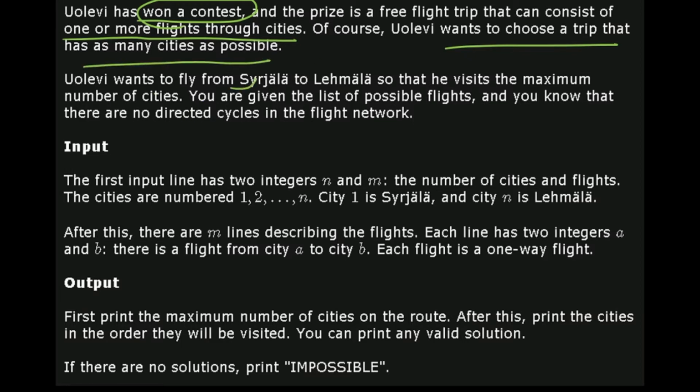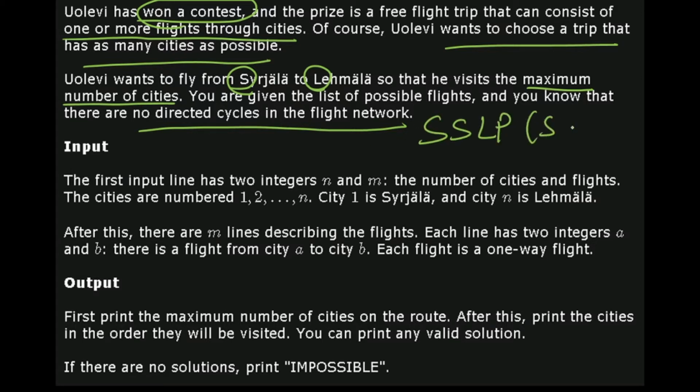We want to fly from S to L so that we visit the maximum number of cities. We maximize the number of cities. We know that there are no directed cycles in the flight network. So in other words, we are supposed to calculate the single source longest path from S to L. And the assumption is there are no directed cycles. If there is a directed cycle, we will be visiting the same city over and over again.